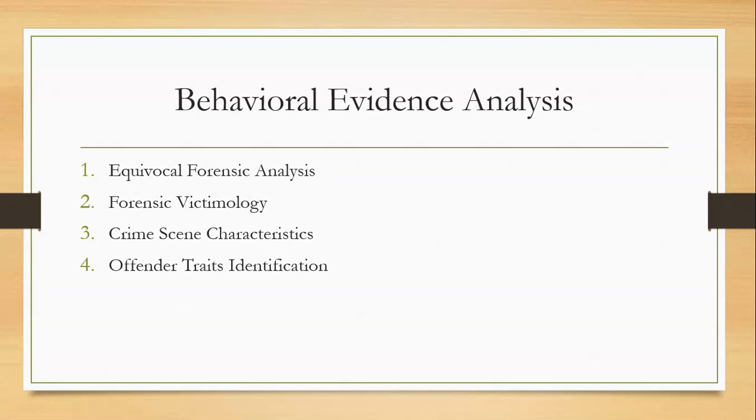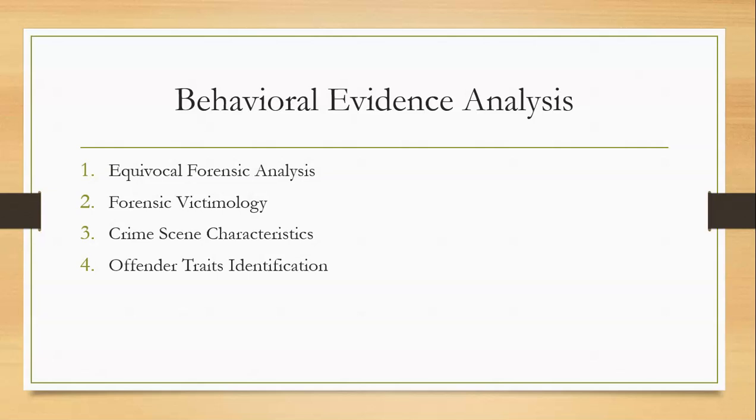Now, the first step, equivocal forensic analysis, examines physical evidence to determine the behavior of the offender during the crime. Next, we have forensic victimology. This aspect studies the role of the victim to understand why they were targeted, and it also helps assess the offender's selection process. Third, we have crime scene characteristics, which identify how the crime was committed, including the patterns or unique signatures left by the perpetrator.